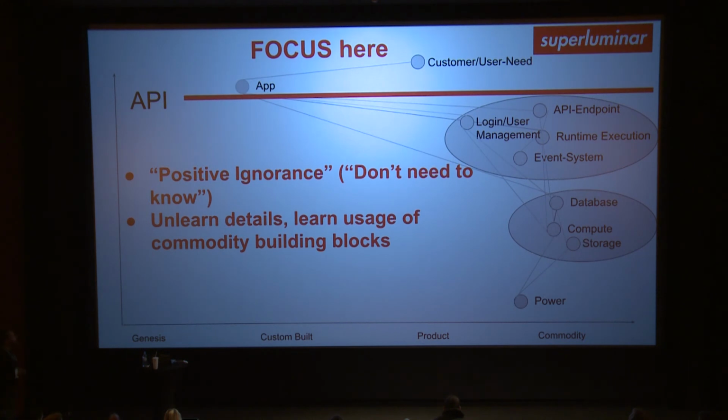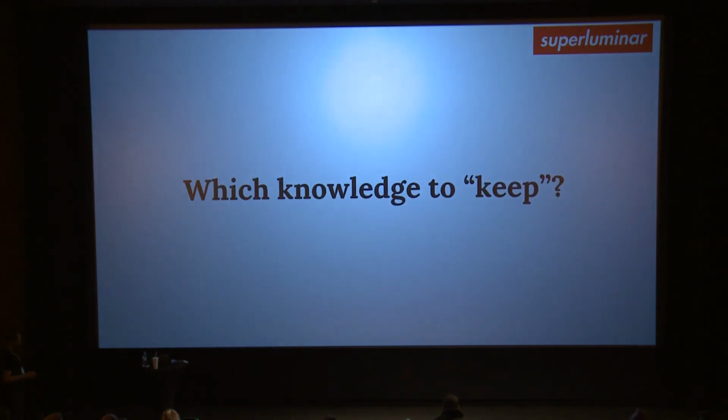And so we could, as a strategy, say, okay, we can unlearn the details and we can focus on learning the usage of the commodity building blocks. So all the stuff there, login, user management, API endpoint, blah, blah, blah, is now commodity.